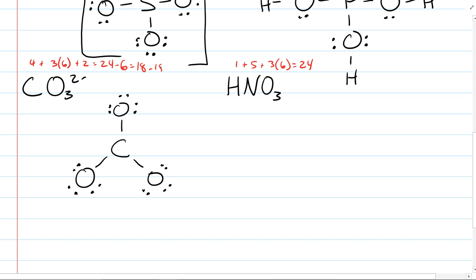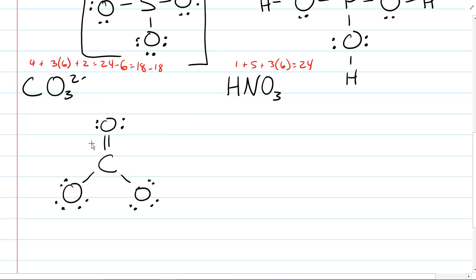We've used up all 18. Do we have octets for everything? No. So what do we need to do? And how do we double bond? We take 2 away from one of the oxygens, place it in here, and that would give us the correct structure. We're missing one thing yet, and that is brackets.